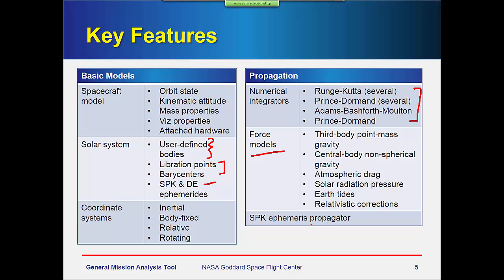In terms of ephemeris, you can input an SPK ephemeris and propagate it. So it actually can be used as a post-processing tool. You can simulate your trajectory in another tool, generate an SPK file, a SPICE ephemeris file, import it into GMAT, and then run it out and calculate, export whatever you need.